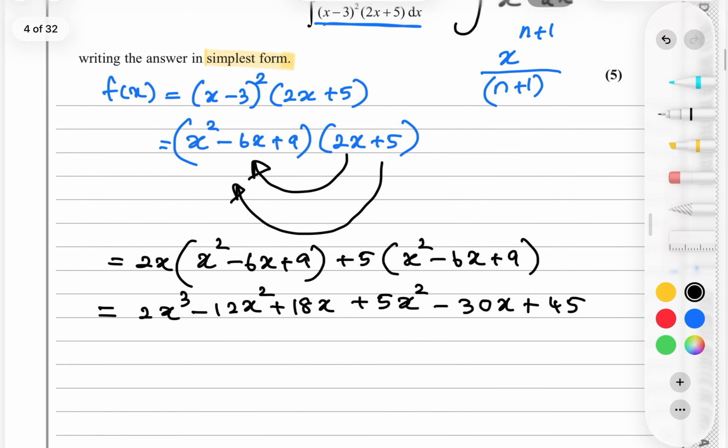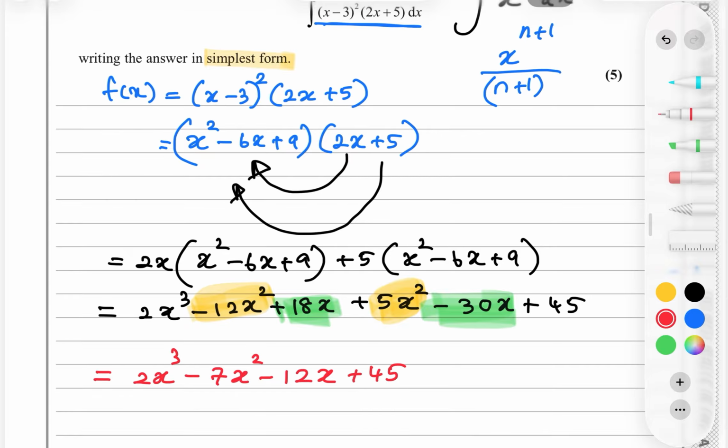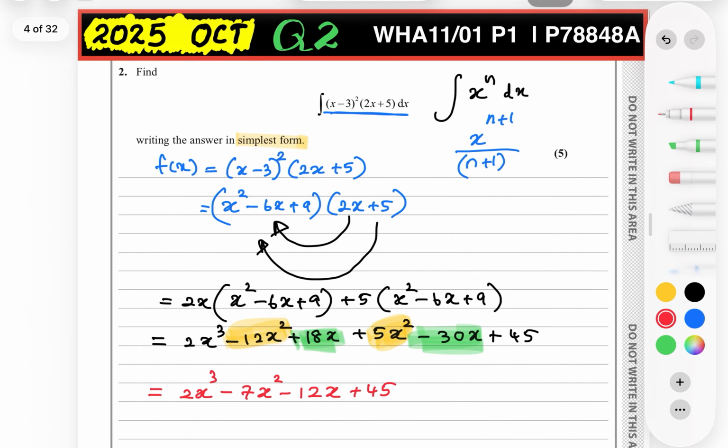So once we have these numbers, we can see for the common terms, we have this term and this term in common, and we have this term and this term in common. So we can simplify the common terms to a simpler format, which is 2x to the power 3 minus 7x squared minus 12x plus 45. So this is our expression.